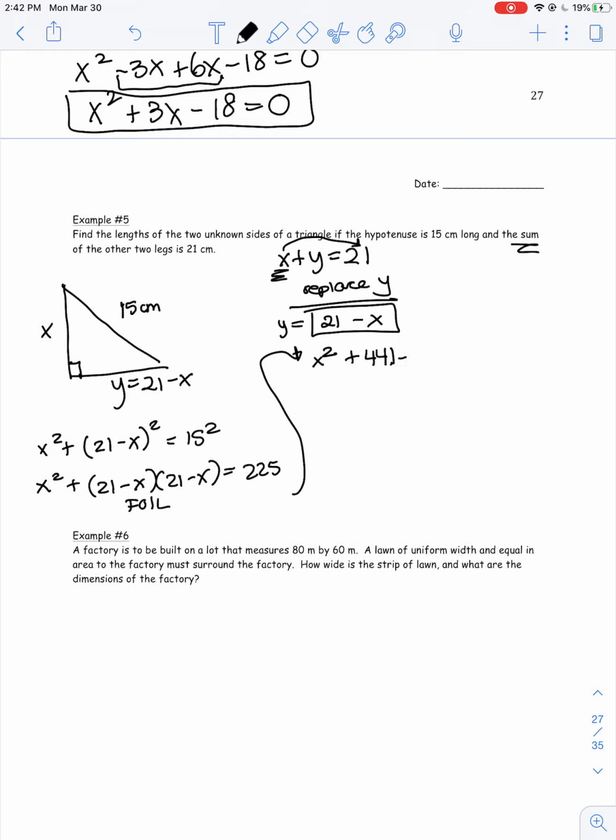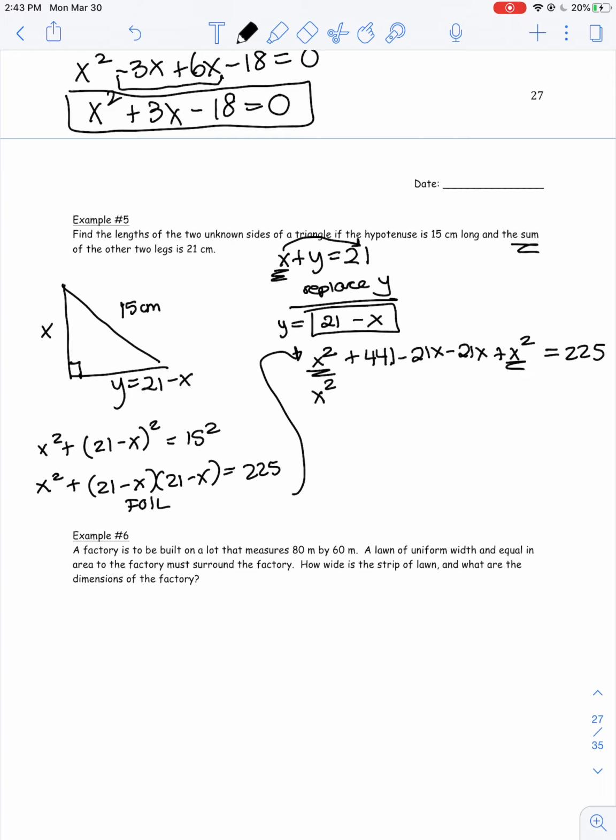So that's going to be x squared plus 21 times 21 is 441 minus 21x. That's also minus 21x for your outside, inside now, 21x. And then your last term is positive x squared, because negative x times negative x is positive x squared. And that's equal to 225 still.